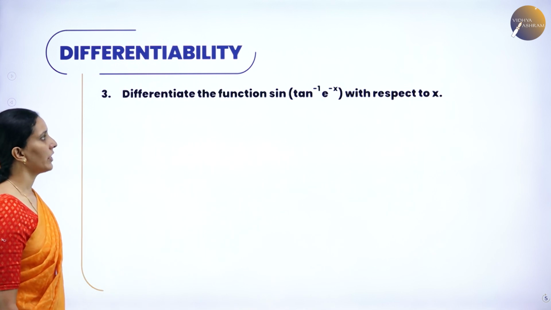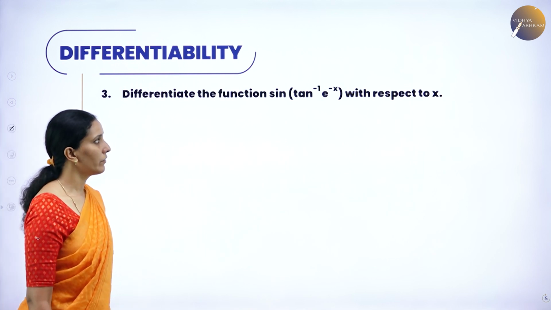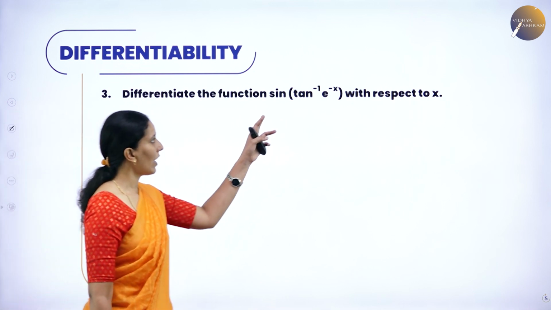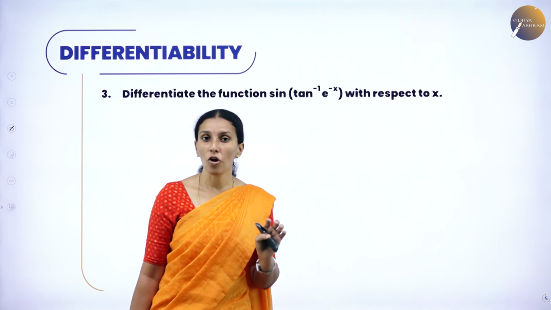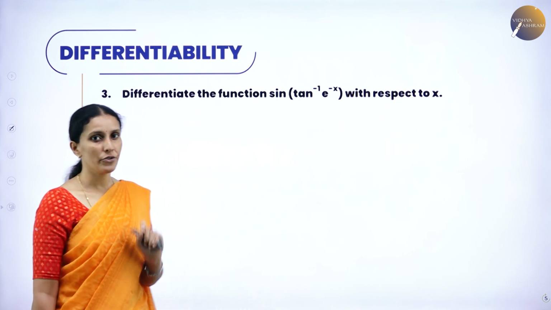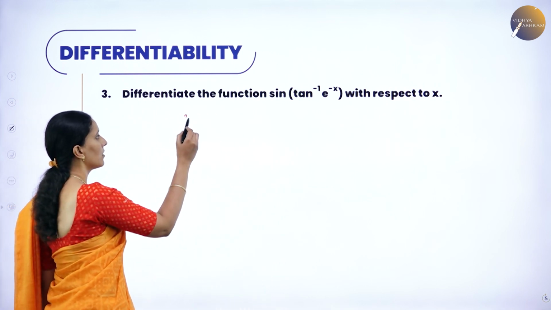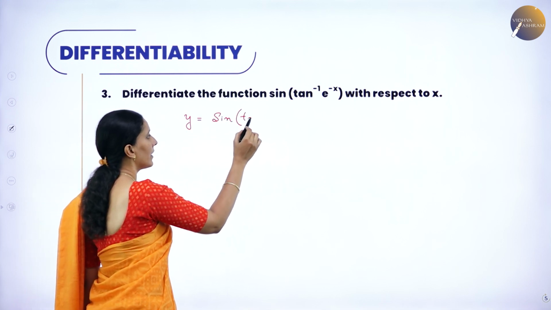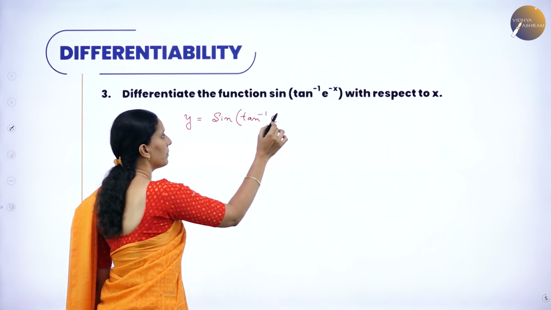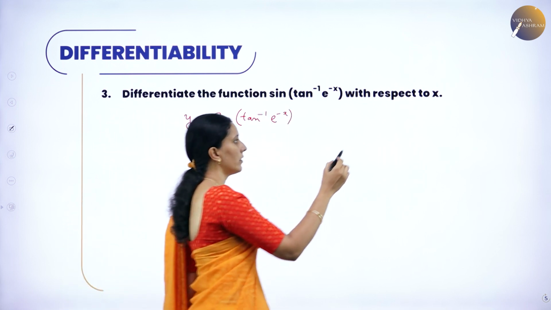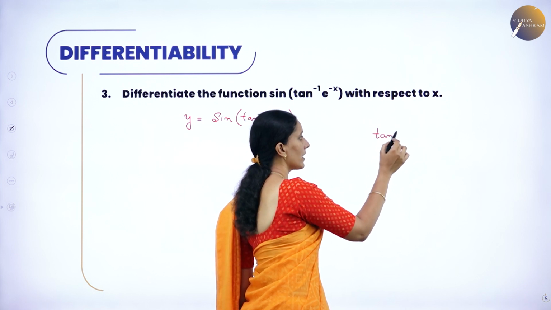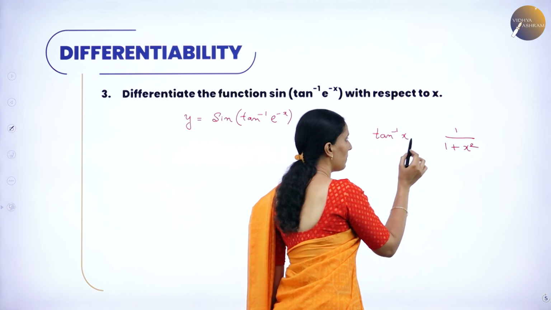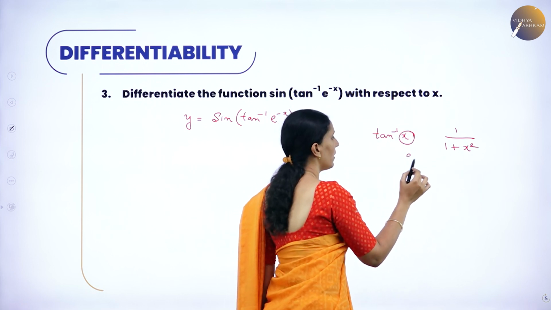Next, differentiate the function sine of tan inverse of e to the power minus x with respect to x. So be very careful, we have many functions here. It's an example for a composite function. So use the chain rule to solve it. So let me take y is equal to sine of tan inverse of e power minus x. Remember, derivative of tan inverse x is 1 over 1 plus x square. So in the place of x here, you have e power minus x.